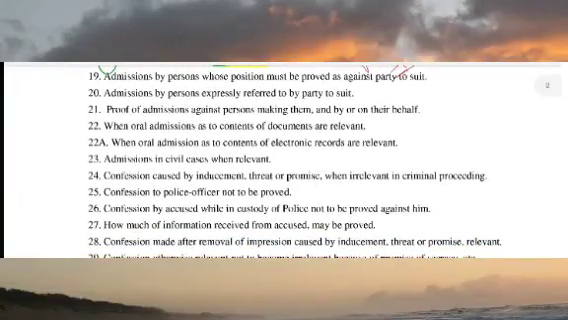Then comes 19. Admission by persons whose position must be proved against a party to the suit. Just pick the keyword position. 20. Admission by person expressly referred to by a party to the suit. Person expressly referred. The reference is express, not implied. 21. Proof of admissions against persons making them, and by or on their behalf. Against persons making them. 21 is proof of admissions.